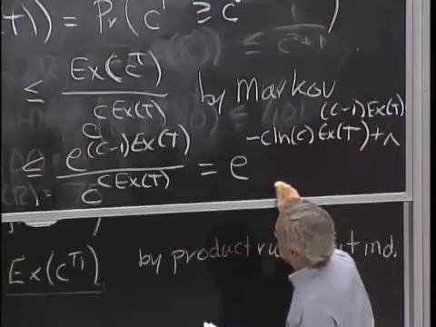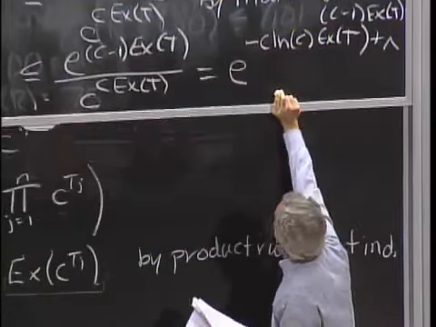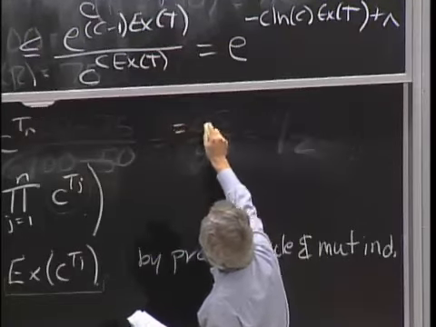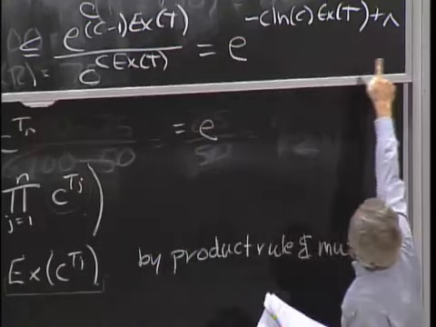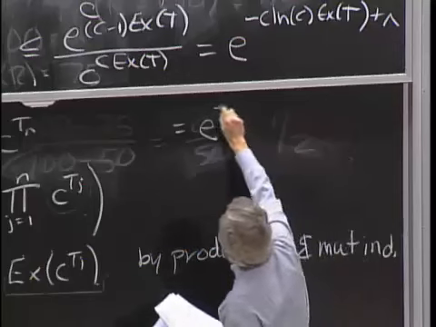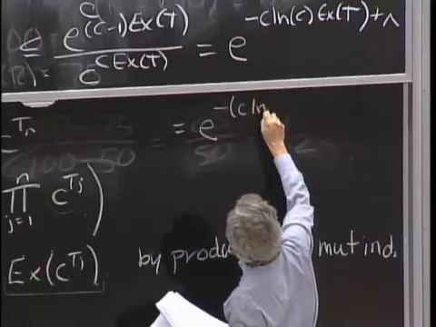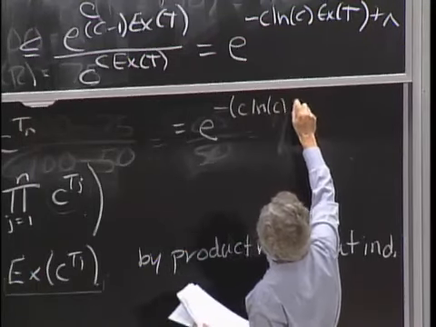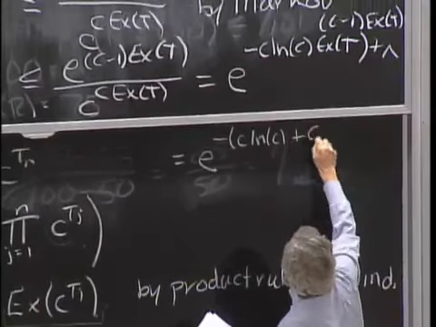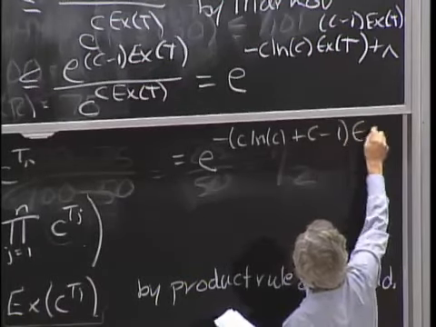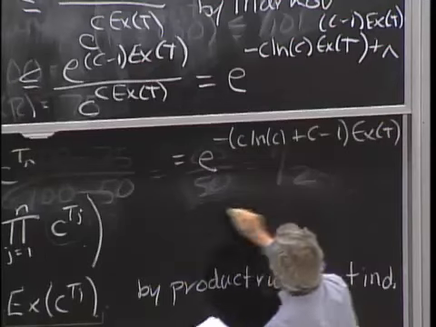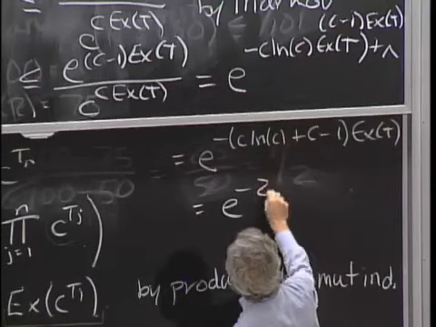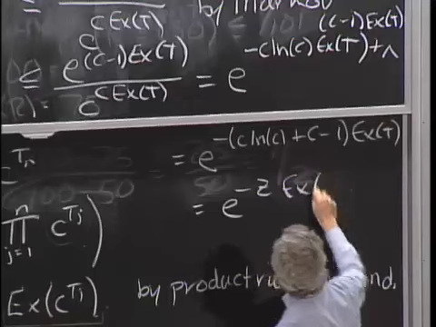And then I'm running out of room. That equals, I can just pull out the expected values of t. I get e to the minus c log of c plus c minus 1 expected value of t. And that's e to the minus z expected value of t.